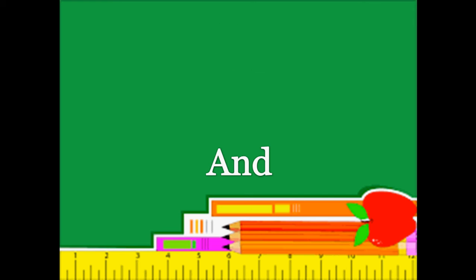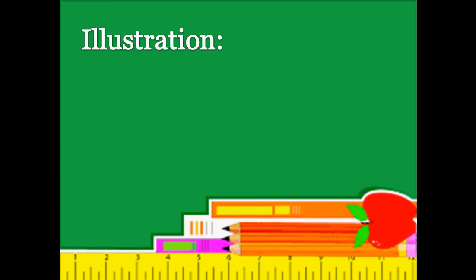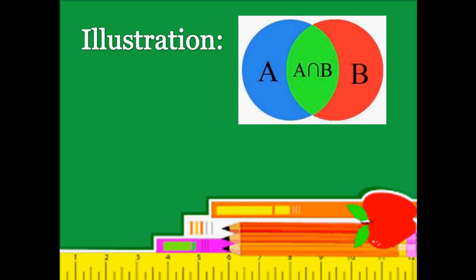And here is the illustration for the intersection of set. There are 2 overlapping circles. The first circle, which is color blue, is denoted as set A, and the second circle, which is color red, is denoted as set B. The area where the two circles overlap is color green, and this green area is the intersection of set A and B. Why? Because this is where the two sets meet, or the area where they have in common.